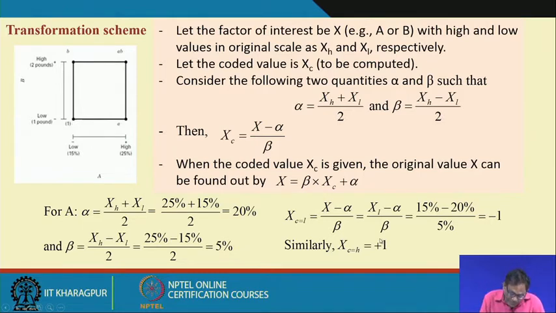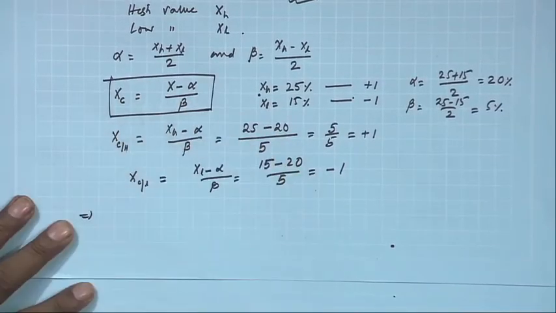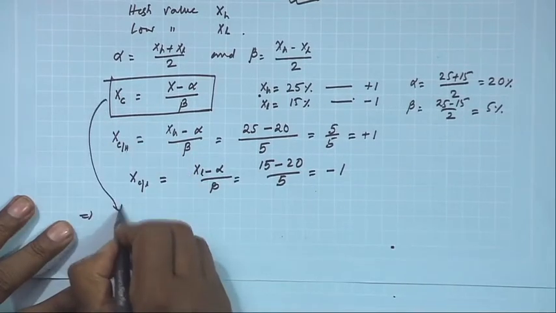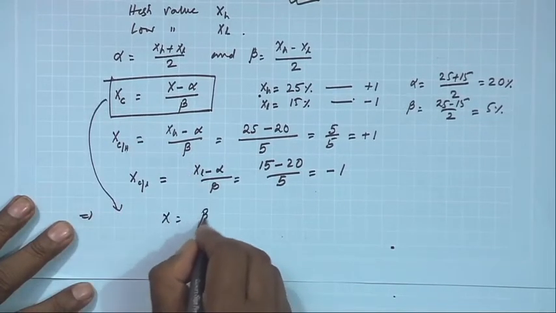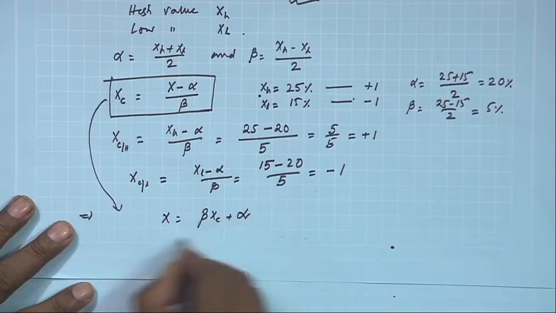Now, it may so happen that the coded value is given. So, how do you get back the original value? You will be getting back the original value from this equation. From this equation you can write x equal to beta x c plus alpha.